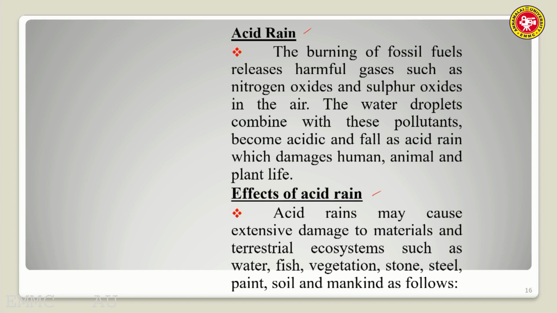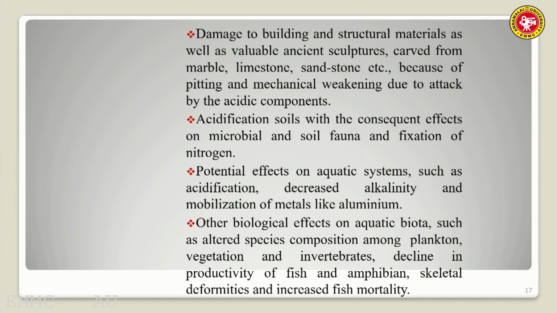Acid rain may cause extensive damage to materials and terrestrial ecosystems such as water, fish, vegetation, stone, steel, paint, soil and mankind, as follows. Damage to building and structural materials as well as valuable ancient sculptures carved from marble, limestone, sandstone, etc., because of pitting and mechanical weakening due to attack by the acidic component. Acidification of soils with a consequent effect on microbial and soil fauna and fixation of nitrogen. Potential effects on aquatic systems such as acidification, decreased alkalinity and mobilization of metals like aluminum.